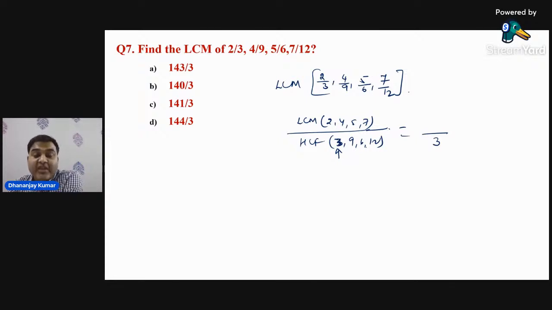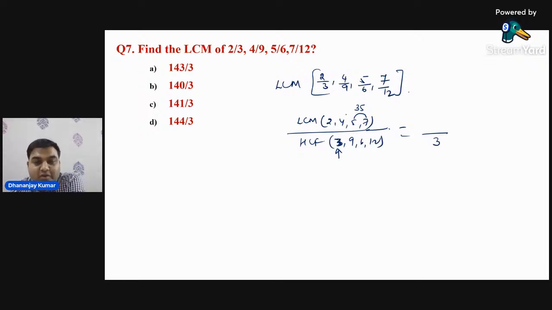How to find the LCM of the numbers? Go to the highest two numbers, and both are prime numbers. The beauty of prime numbers is that the LCM of two prime numbers is the multiplication of those numbers. That is 7 into 5, which is 35, my dear friend. They have asked you 2, 4, 5, 7. So 35.